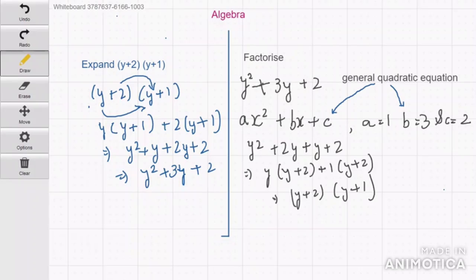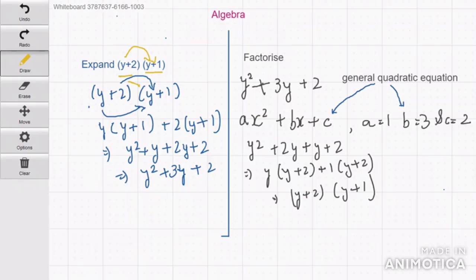Okay, so what we need to do is look at this y + 2 and then look at this y + 1, and we will multiply this whole (y + 2) by (y + 1). Which is done in the next step. So you can see (y + 2) times (y + 1).